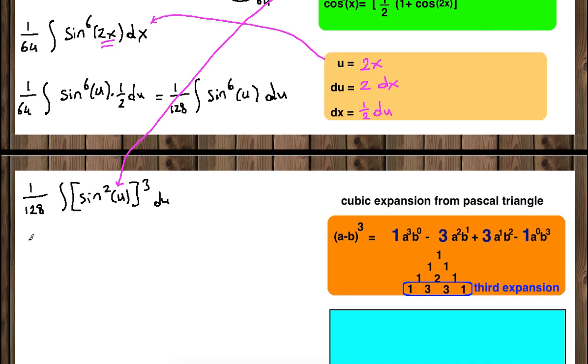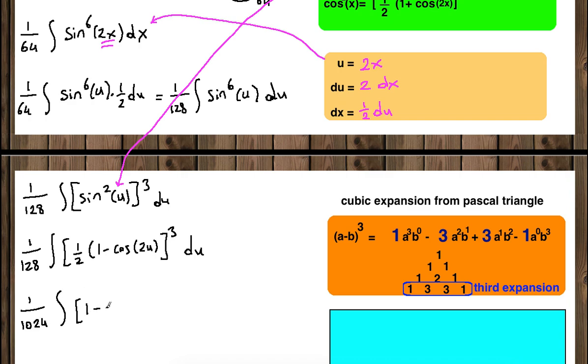Our new integral will be 1/128 integral, instead of sine squared of u, 1/2 times 1 minus cosine of 2u to the third power. We can raise 1/2 to the third power and pull it to the front. 1/2 to the third power is 1/8, and 1/8 times 128 is 1024. So what is left inside is 1 minus cosine of 2u raised to the third power.